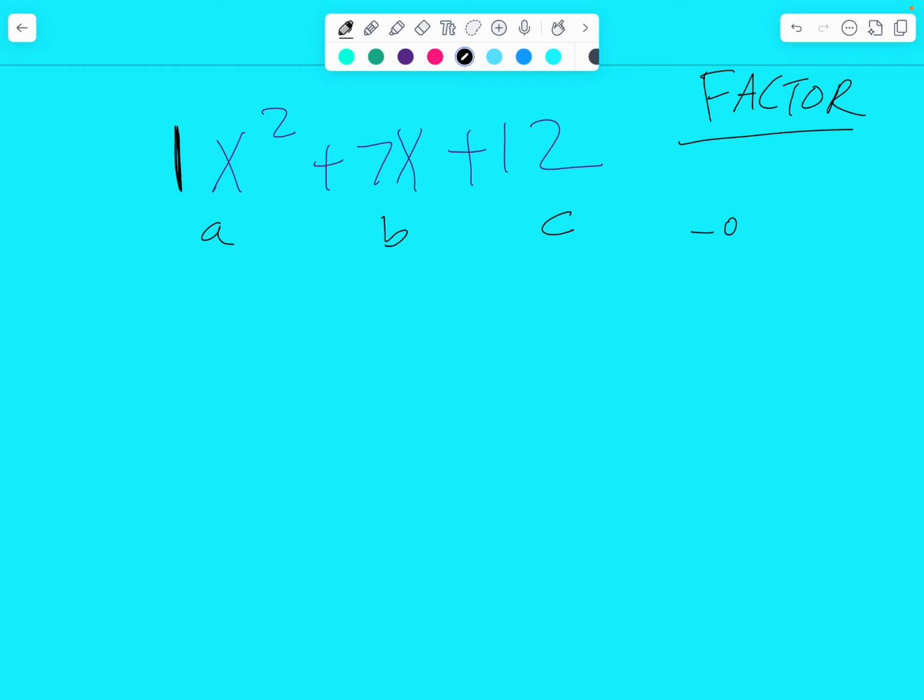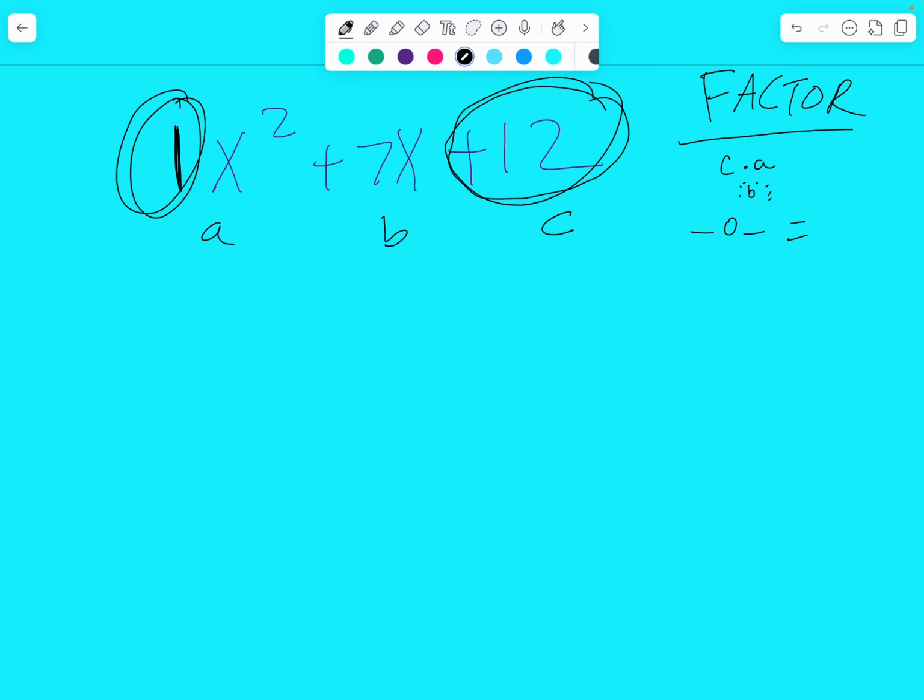So basically what you're doing is c times a, and you're going to say b. And people think, what's going on? I'm about to explain. You have to ask yourself, the last number, without the variable, is 12. Then you've got the 1, right? You're going to say to yourself, 12 times 1 is what? I took the first number and the last number. 12 times 1 is 12. So I'm going to say to myself, what multiplies to 12, but adds to 7, which is the middleman right here?